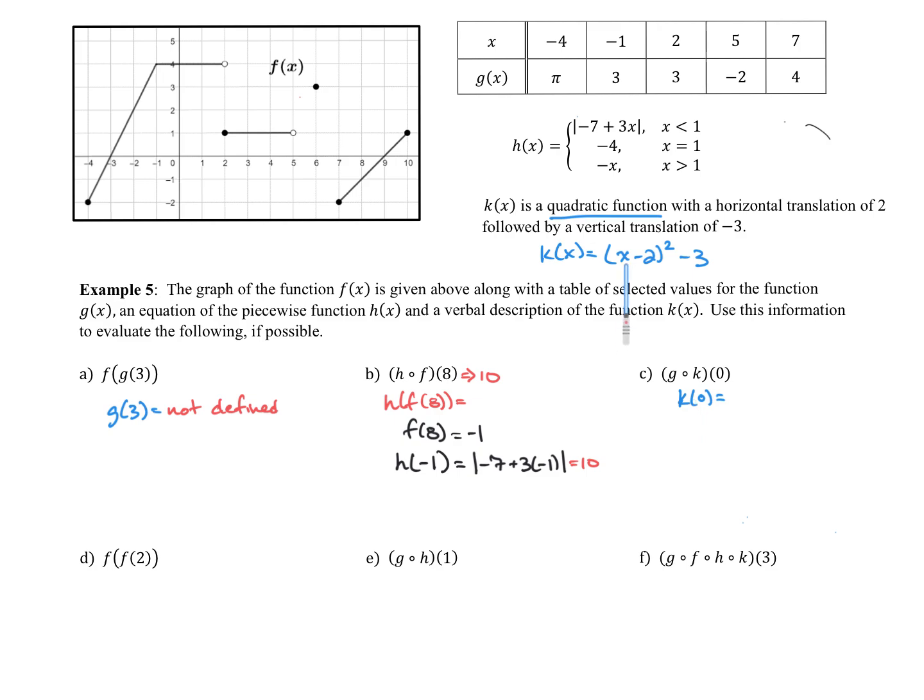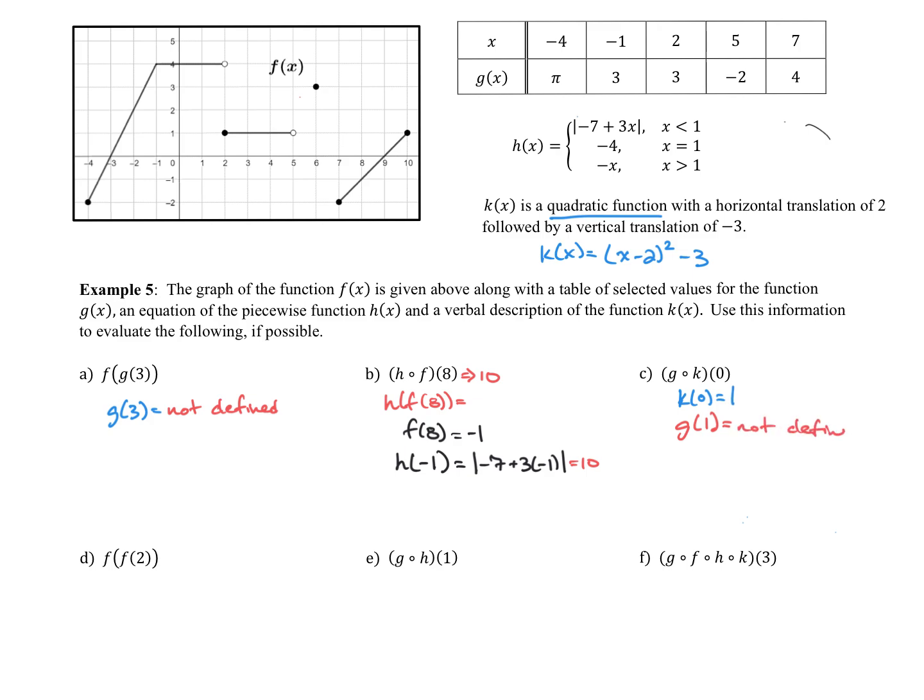So we're going to substitute in what? 0. So 0 minus 2 is? Negative 2 quantity squared is 4. 4 minus 3 is 1. All right, so k of 0 is equal to 1. So now I need to do what? Find g of 1. And so now I need to look at my table. So do I have g of 1? No, I don't. So what do we got? Undefined, or not defined.